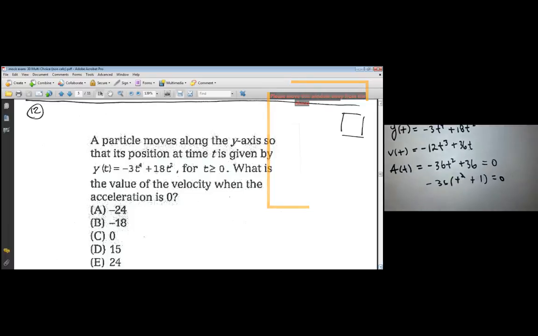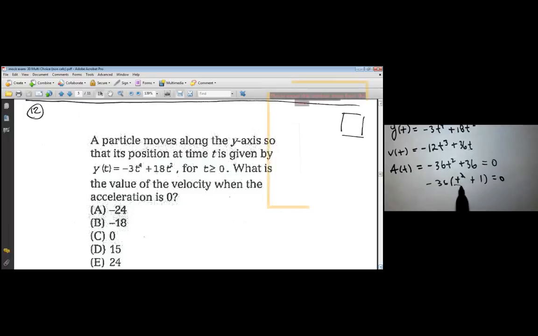Okay, let's just read this again. Particle moves along the axis, we have position. What's the value of the velocity when the acceleration is 0? When negative 1? For t squared plus 1, because negative 36 times negative 1 would be 36. Hold on. Did I screw up? That's what I'm looking for. Hold on. You're saying my derivative is wrong? I'm saying the last step. Maybe it should be t squared minus 1 because negative 36 times negative 1 would be 36.